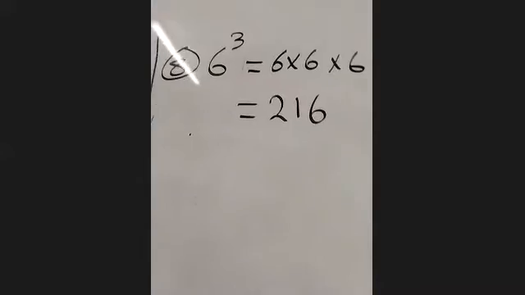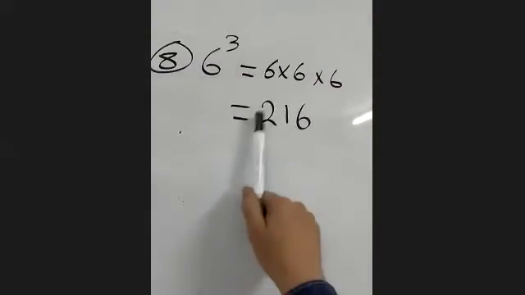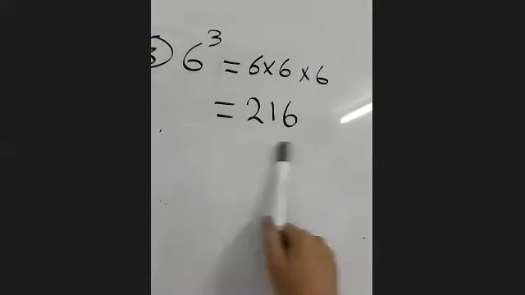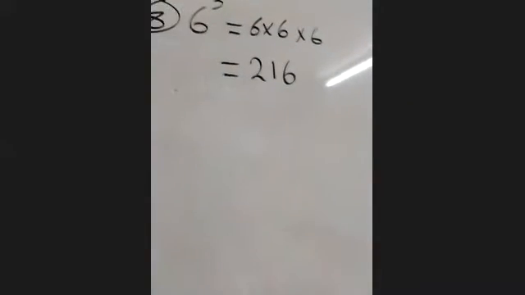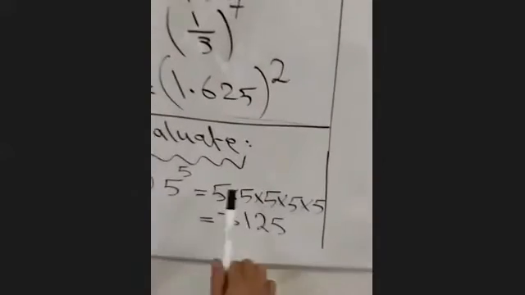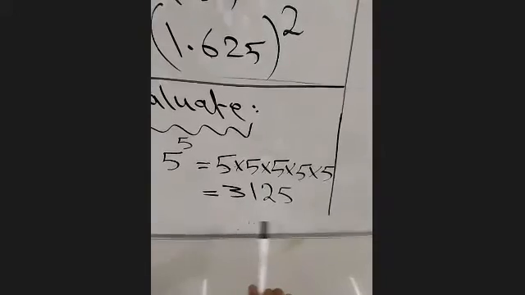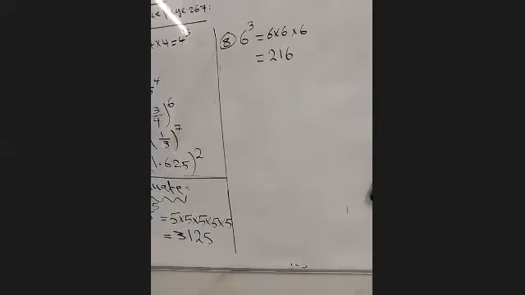This is question 8, guys. Write it. Do not write only the final answer. Write the steps. First, you write the multiples, then equal, then you write the answer. Do not write 6 power 3 equals 216. Write the steps, guys, please. Write the first step, equal under equal, the second answer here.